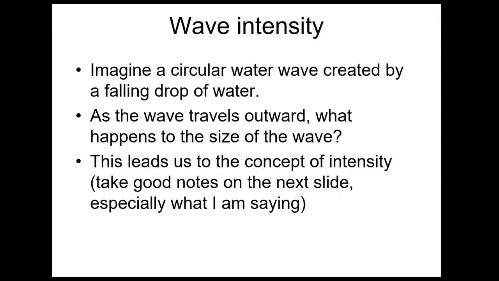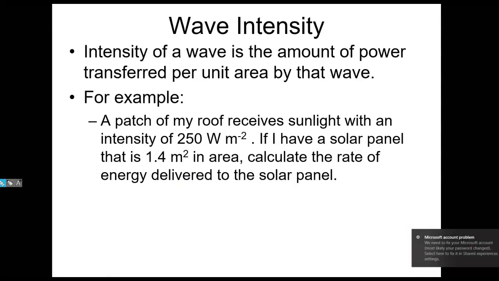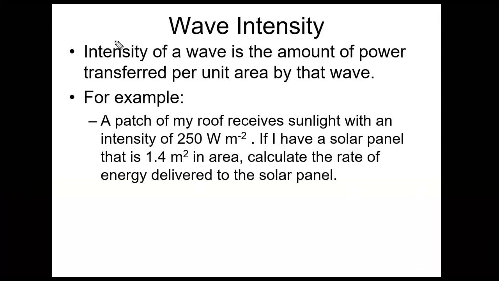Hopefully what you said is that as the wave travels outward, the amplitude of the wave decreases. And basically that has to do with the energy of the wave being more spread out. So first let's talk about just what I mean by intensity. The intensity of a wave is the amount of power transferred per unit area by that wave. If it's power per unit area, that means the units of intensity are typically going to be watts per square meter. And we will see that again in future units, especially in topic 8 when we talk about solar energy.